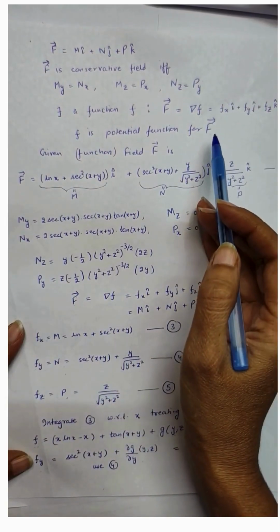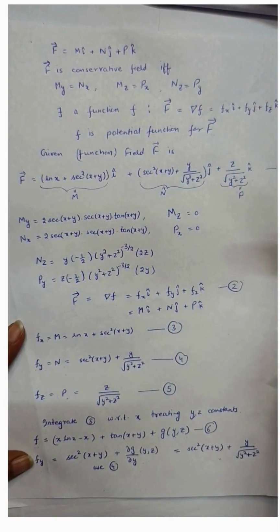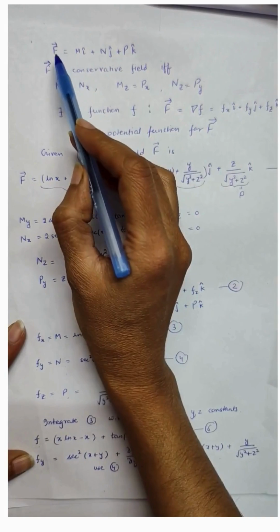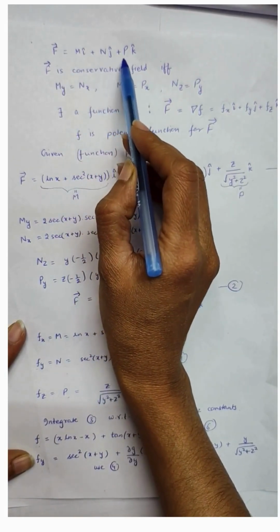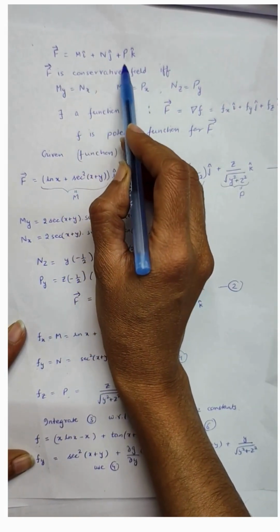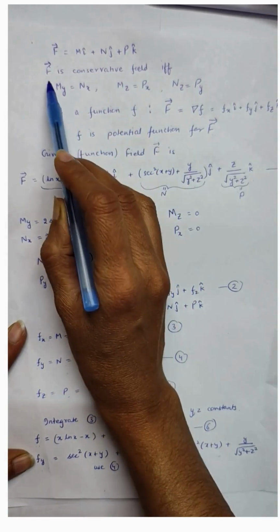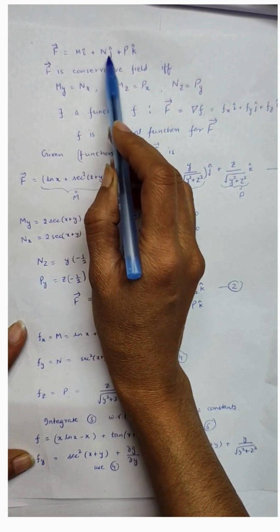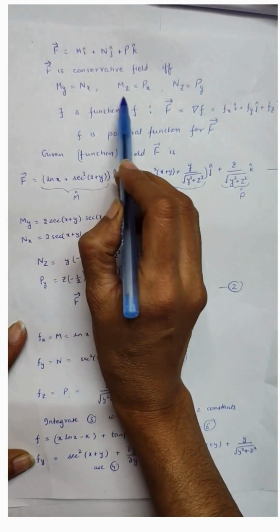In this video, we are going to learn how to find if a given vector field is conservative, and if it is conservative, then how to find the potential function. So let's say F is given by Mi plus Nj plus Pk. So M, N, and P are its component functions. F is a conservative field if and only if its component functions M, N, and P satisfy these three equations.